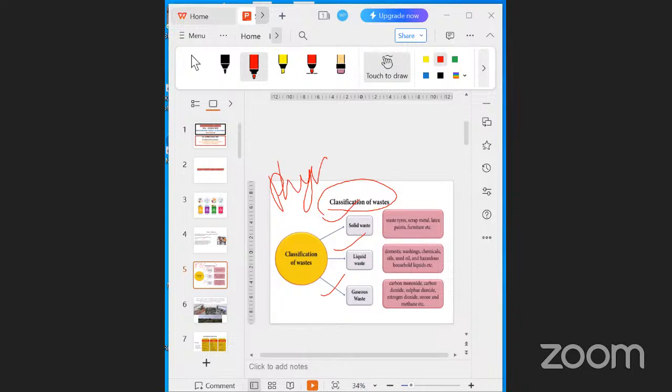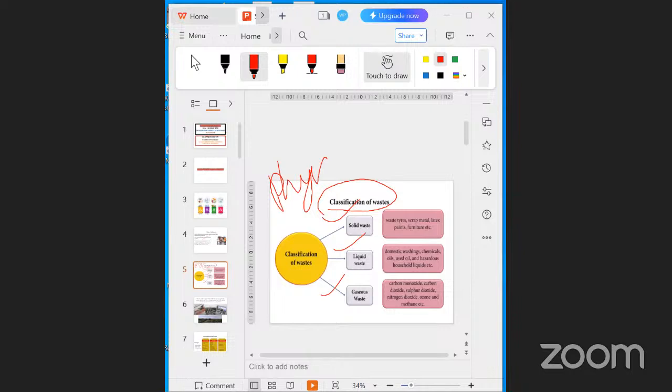Now, solid waste can be in the form of a solid or semi-solid. For example, waste tires, scrap material, latex paints, furniture, and so on. So that is solid waste.